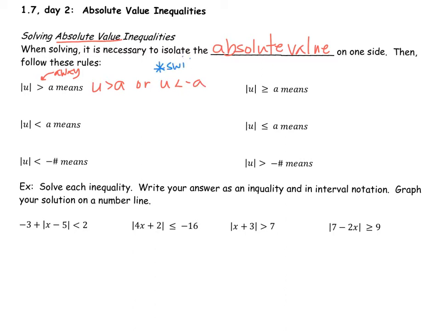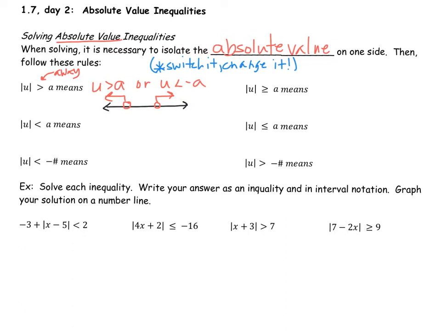So we switch the inequality, and then we change the sign for A on the right. The switch it, change it rule. And when you graph something that looks like this, since the arrow points away from the absolute value, the arrows will point away from each other on the number line. So your answer would look something like that when you're done.